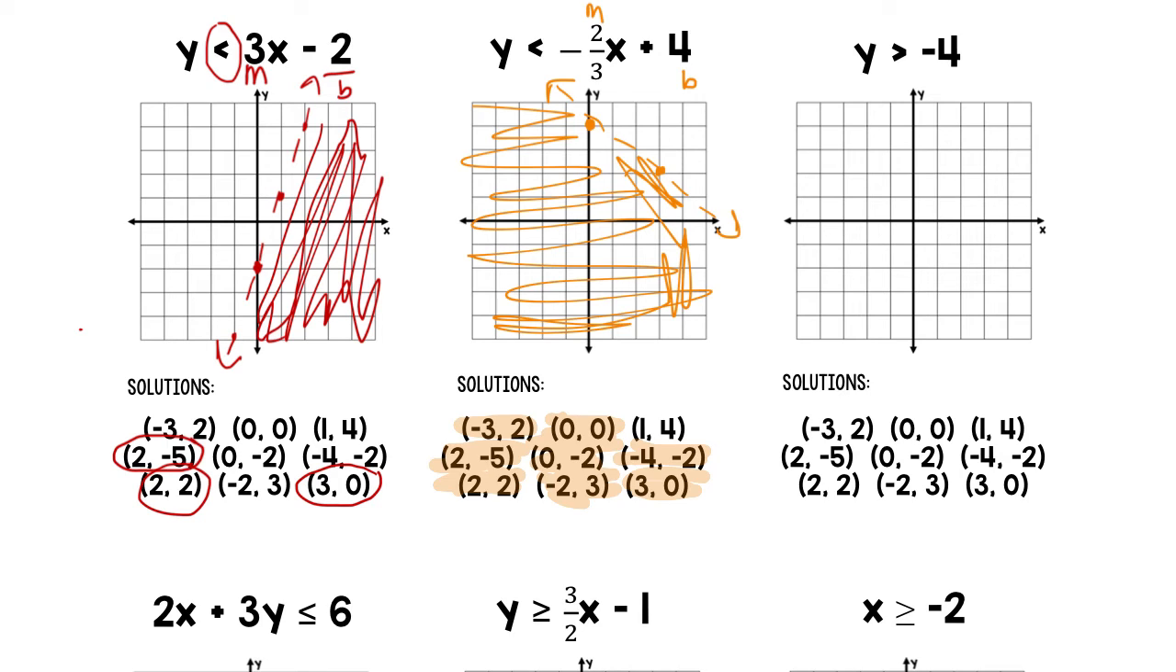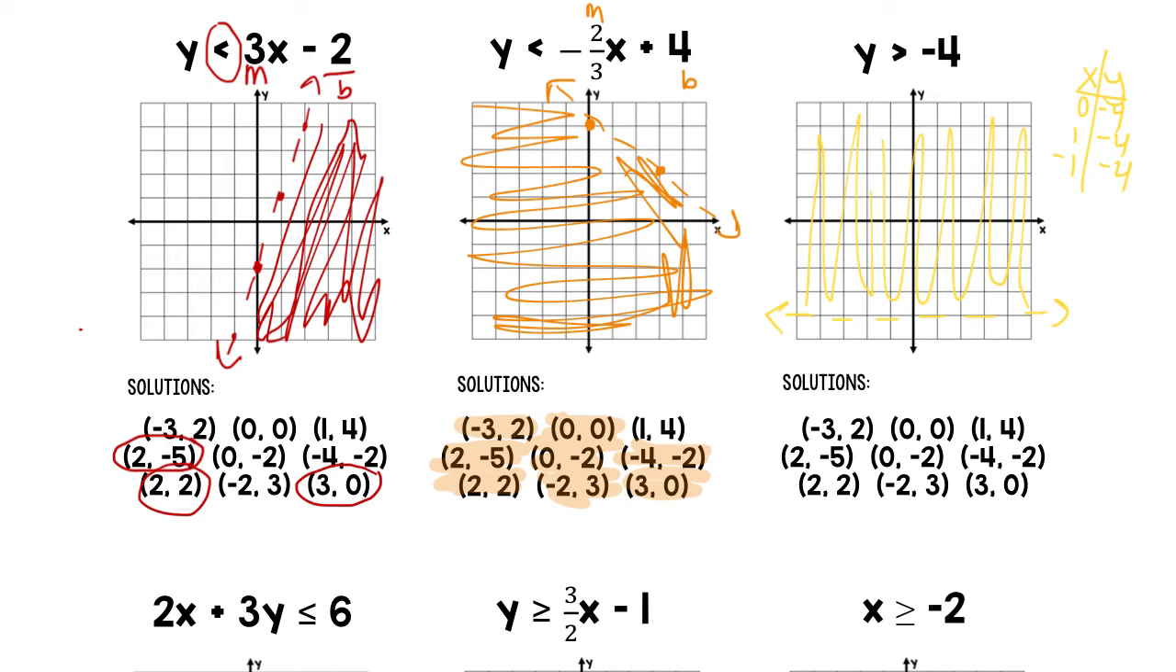All right, let's do it some more. Y is greater than negative 4. Remember, we're going to make a table of values. Negative 4 is the answer all the time, no matter what x is. So I just go down to negative 4, and I'm going to have a dashed horizontal line at y is negative 4. The inequality sign is greater than, so we're going to shade above negative 4.